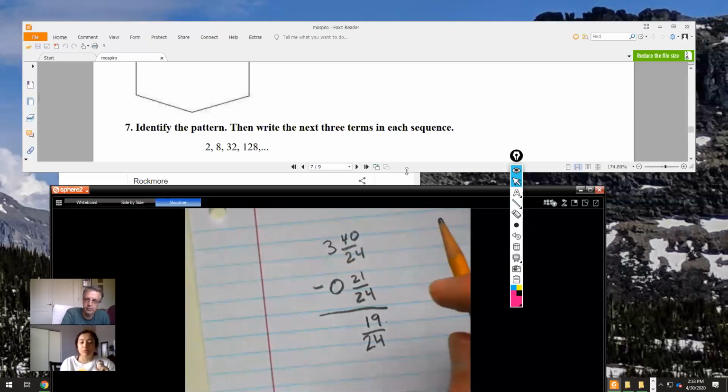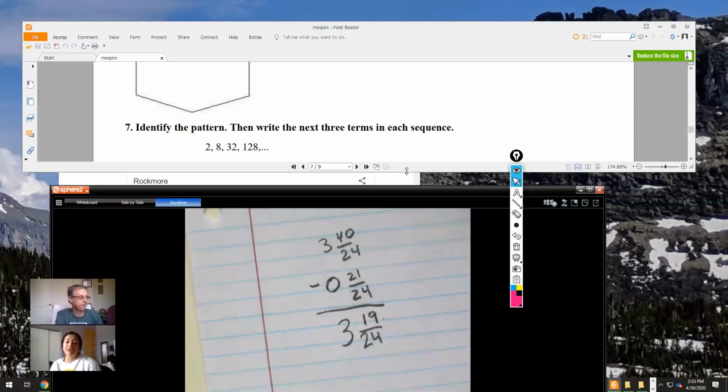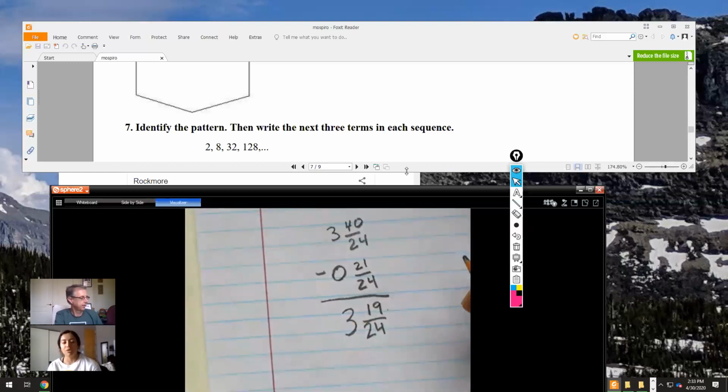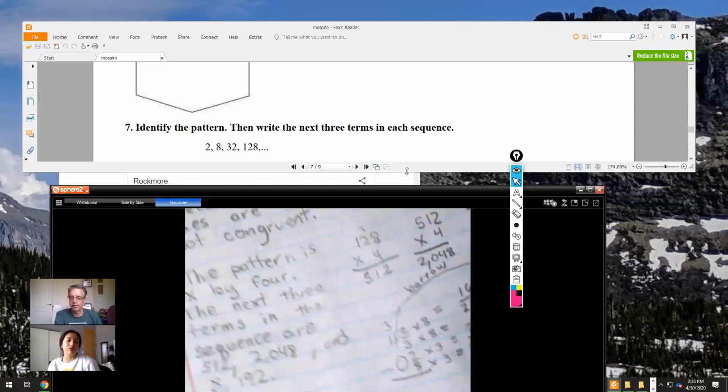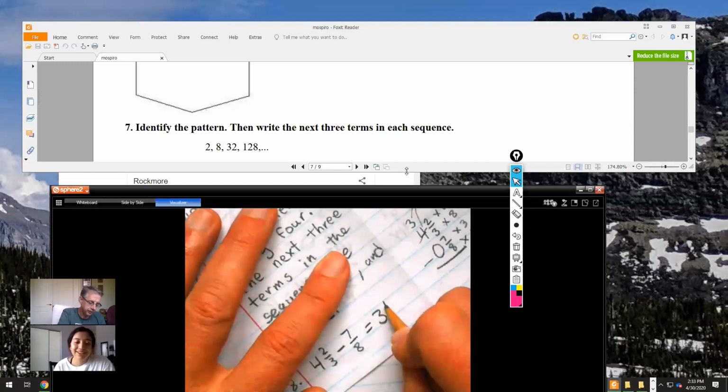And since that's in simplest form, let's go ahead and subtract our whole numbers. 3 minus 0 gives you 3. So for your final answer, you should have ended with 3 and 19/24. I'll put that on my paper. And that concludes number 8.